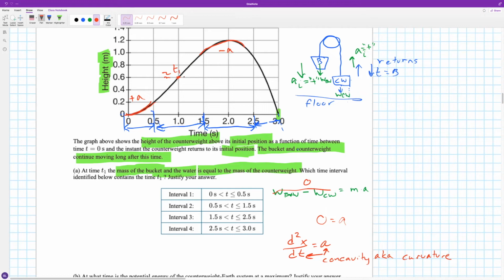There's another way to think about it. If the acceleration is zero, we're looking for a constant slope on a position graph, position time graph, sorry. Constant slope, because if the acceleration is zero, the velocity is constant. And this is the same thing as saying the slope of a position graph.